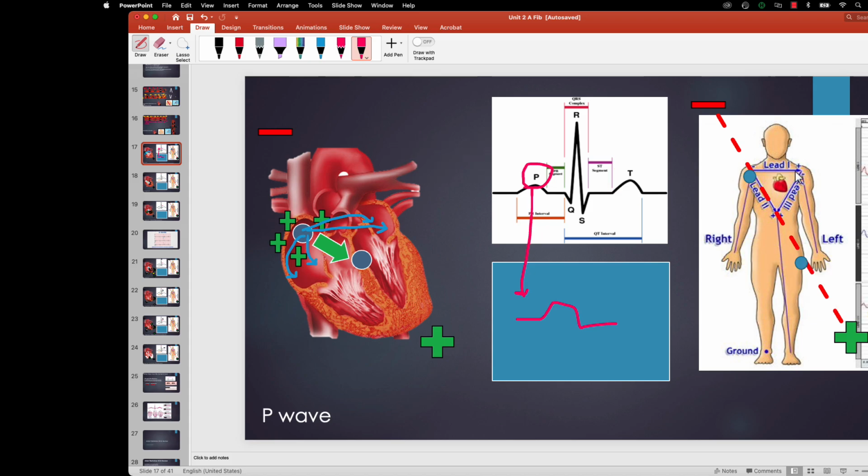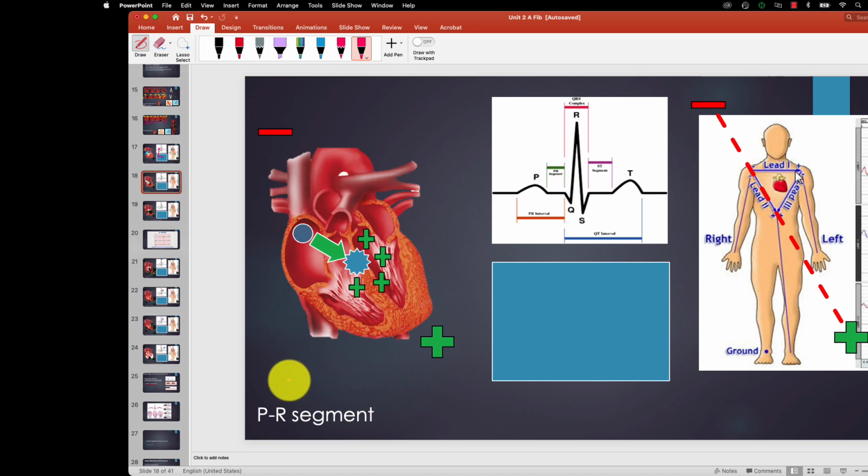All right, so let's talk about the next section. Here it is again. On this one, we're going to talk about the PR segment. So now the electrical activity has moved towards the AV node, right? And I kind of use this here to say that the AV node is active. We know that there's a delay in the AV node firing, right? It doesn't fire right away, so it allows these atrial to contract. So now the AV node has begun to be depolarized.